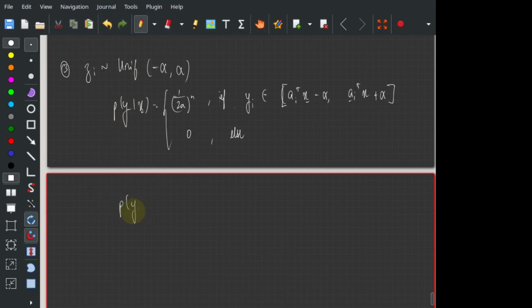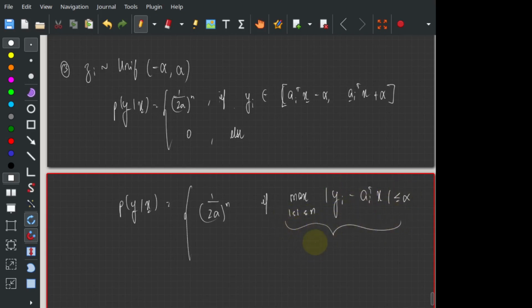So p of y given x, you can rewrite this as 1 over 2 alpha whole raised to the n, if the maximum over i, 1 less than or equal to i less than or equal to n, of yi minus ai transpose x is less than or equal to alpha, or the same as saying that the infinity norm of y minus Ax is less than or equal to alpha.